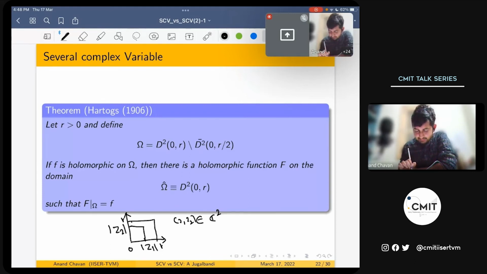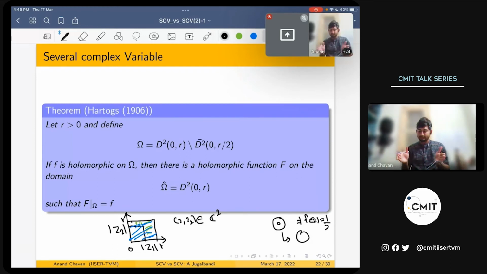Let's see again what Hartogs' theorem says: if I have a holomorphic function inside this domain, then I can extend this holomorphic function to the whole domain. Whereas in the single variable case, as a disk example, I have a holomorphic function f(z) = 1/z. This function is not holomorphic at the point 0, and you cannot extend it to the whole disk, but here we can. So here's the difference between what happens in the complex plane and in higher complex dimensions.